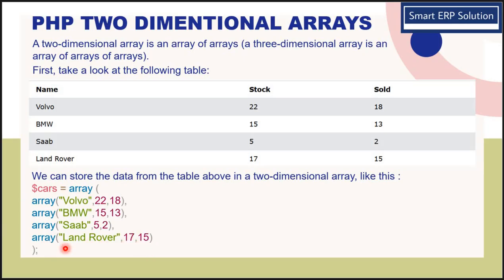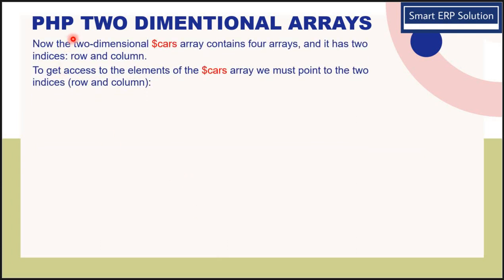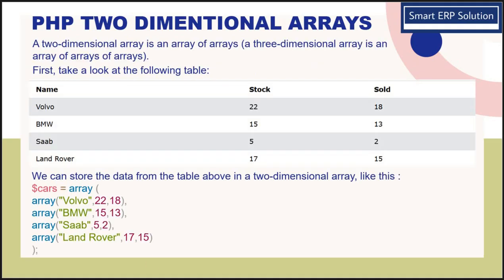This is the syntax. We can follow this syntax to store a two-dimensional array. Now the two-dimensional array $cars contains 4 arrays and it has 2 indices, row and column.